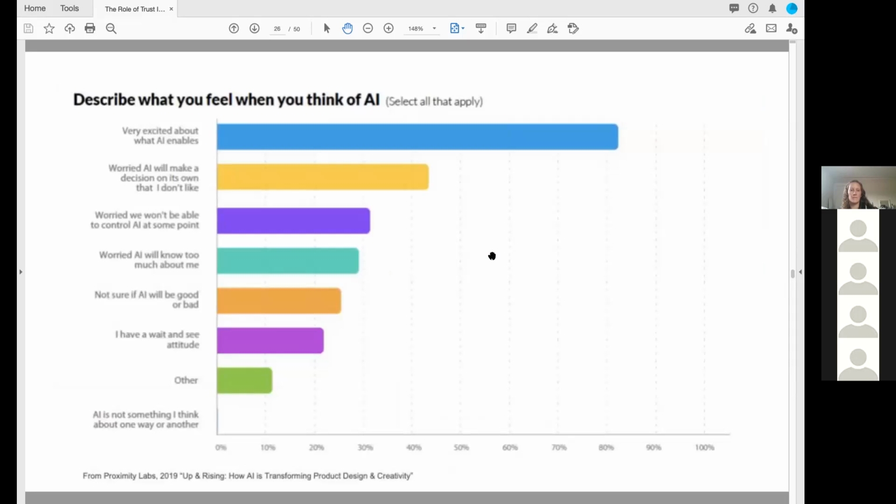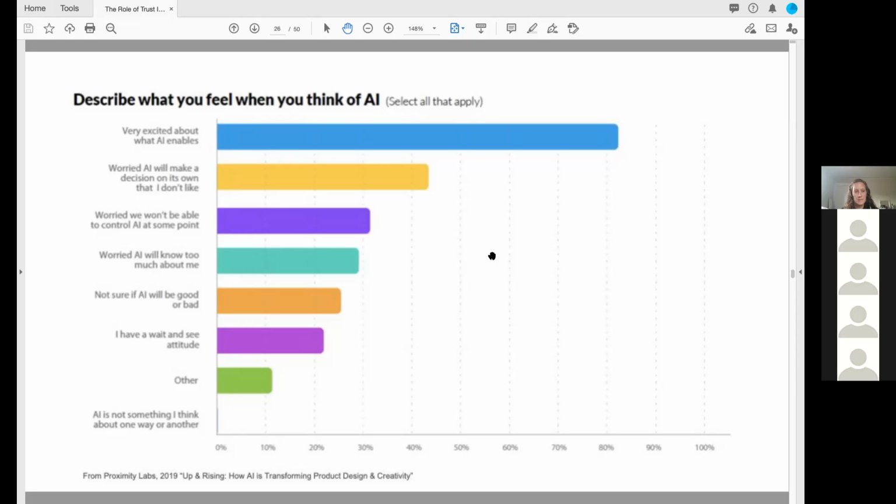Proximity Labs also surveyed about our feelings towards AI, and it's a love-hate relationship. We have very mixed emotions when it comes to AI. Certainly, there are a lot of positives, but there are also negatives. Number one is excitement, and this is the biggest bar. And note, this survey question asked participants to select all that apply. But the top bar, we're very excited about AI. We're also very worried. Bars 2, 3, and 4 show that.